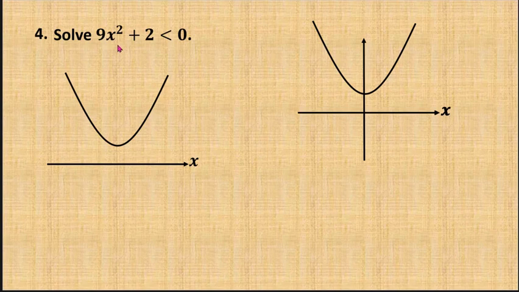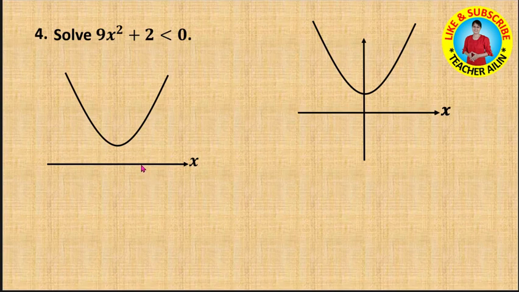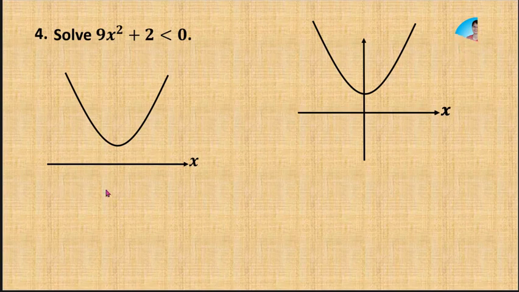For this question, if the inequality is less than 0, then I should mark the region of the graph which is below the x-axis. But notice that the whole graph is above the x-axis, so no region of the graph is marked. This means that there are no values of x that satisfy the inequality. So, conclusion: no solution for this inequality.